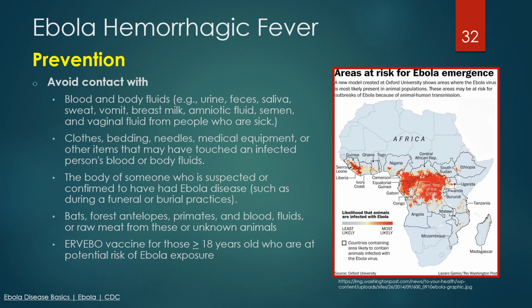The U.S. Food and Drug Administration has approved an Ebola vaccine called Ervebo. Vaccination is recommended for U.S. adults 18 years and older who are at potential risk of exposure to the Ebola virus.